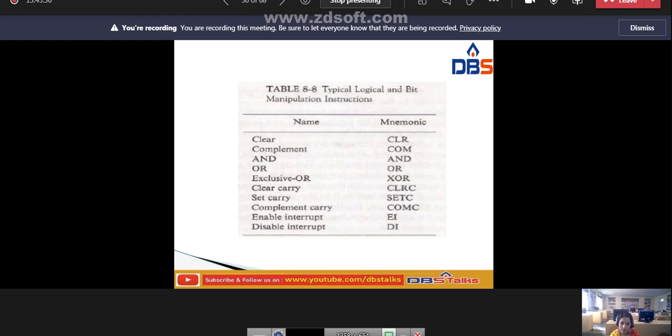This is the table of logic and bit manipulation instructions. Here we have the clear operation. The clear instruction causes the specified operand to be replaced by zeros. The complement instruction produces the ones complement by inverting all the bits of the operand. The AND, OR and XOR instructions produce the corresponding logical operations on individual bits of the operands. The logical instructions can also be used for performing bit manipulation operations. There are 3 bit manipulation operations possible: a selected bit can be cleared to 0, set to 1, or complemented.